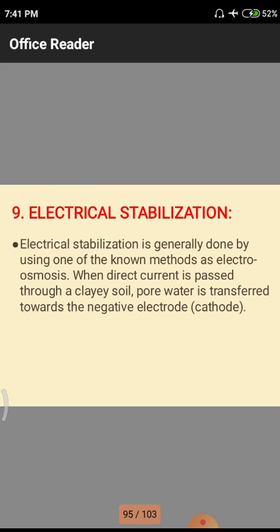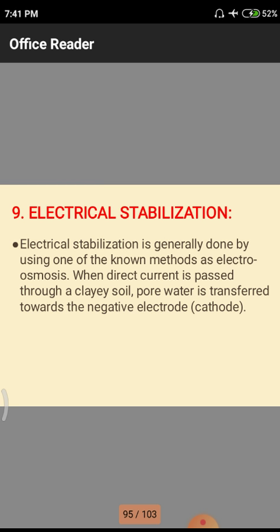Today's topic is related to electrical stabilization. Once again, we have to recollect a few points from previous classes regarding this stabilization chapter. And that means the total stabilization is entirely divided into 10 categories.